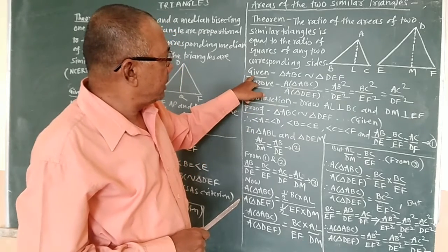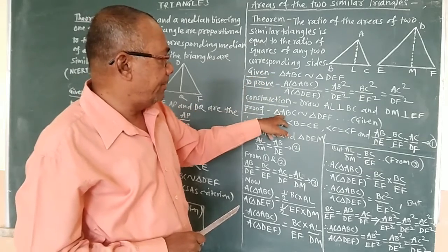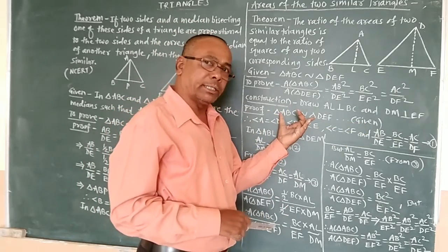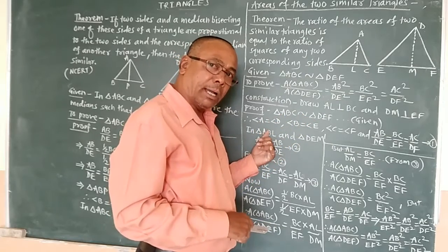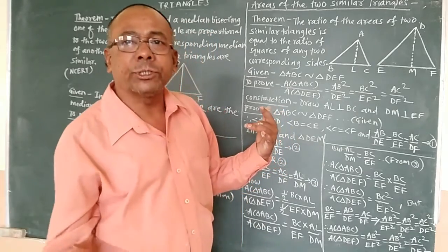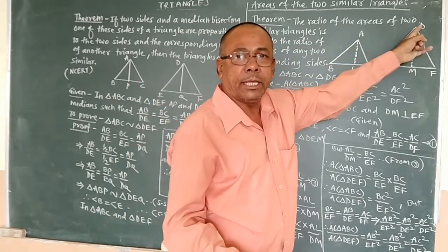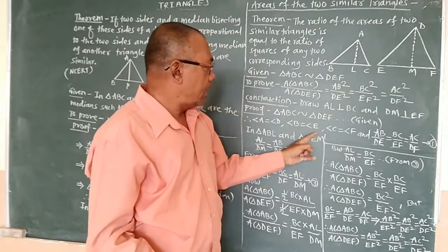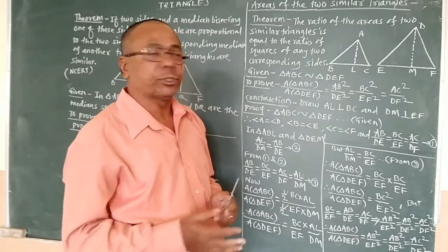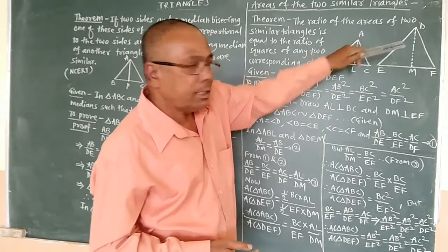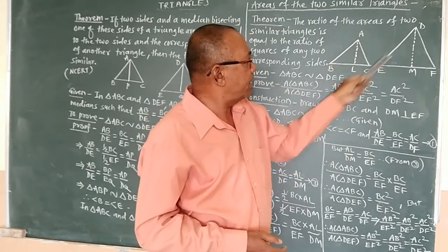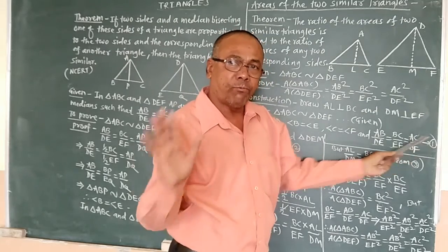By using the information in the given, that is triangle ABC is similar to triangle DEF, it is given. Now if both the triangles are similar, then corresponding angles are equal and sides are proportional. So angle A equals angle D, angle B equals angle E, and angle C equals angle F. Similarly, corresponding sides are proportional, meaning AB upon DE equals BC upon EF, and that is equal to AC upon DF, and that is equation number 1.